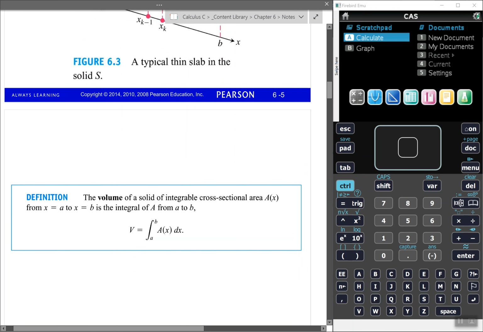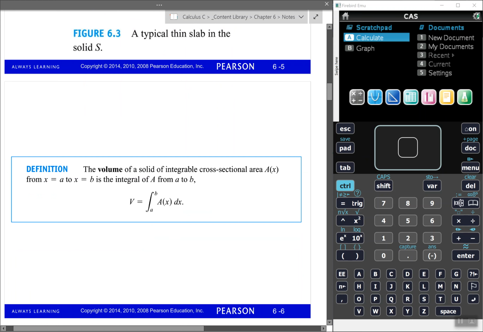Here's the formula for it. All we're doing is integrating an area. So the volume of a solid of integrable cross-sectional area A from x equals a to x equals b is just the integral of the area. So the integral from a to b of capital A, area of x, dx. So all we're doing is taking the integral of an area.